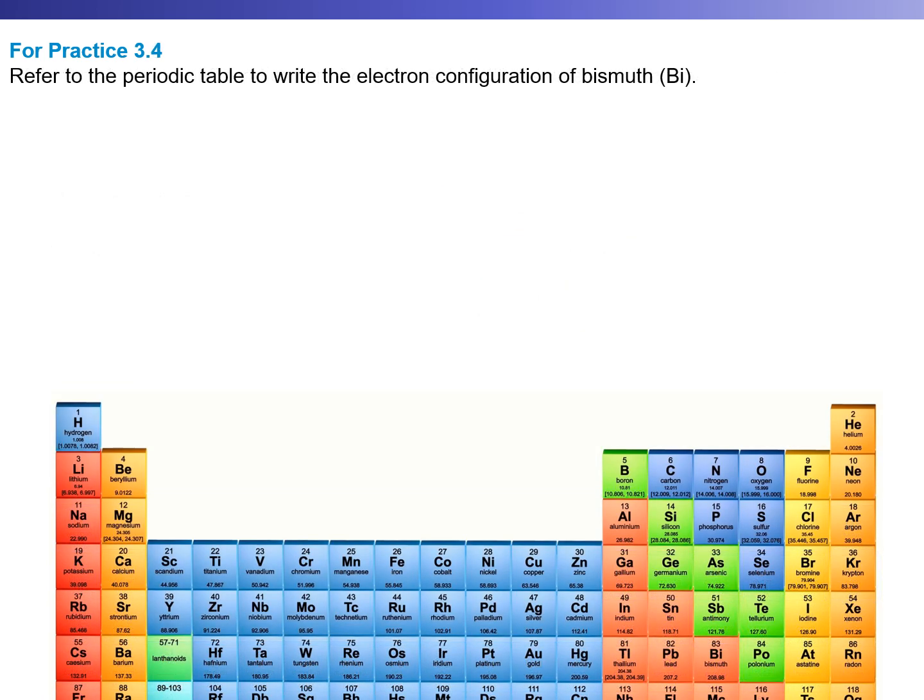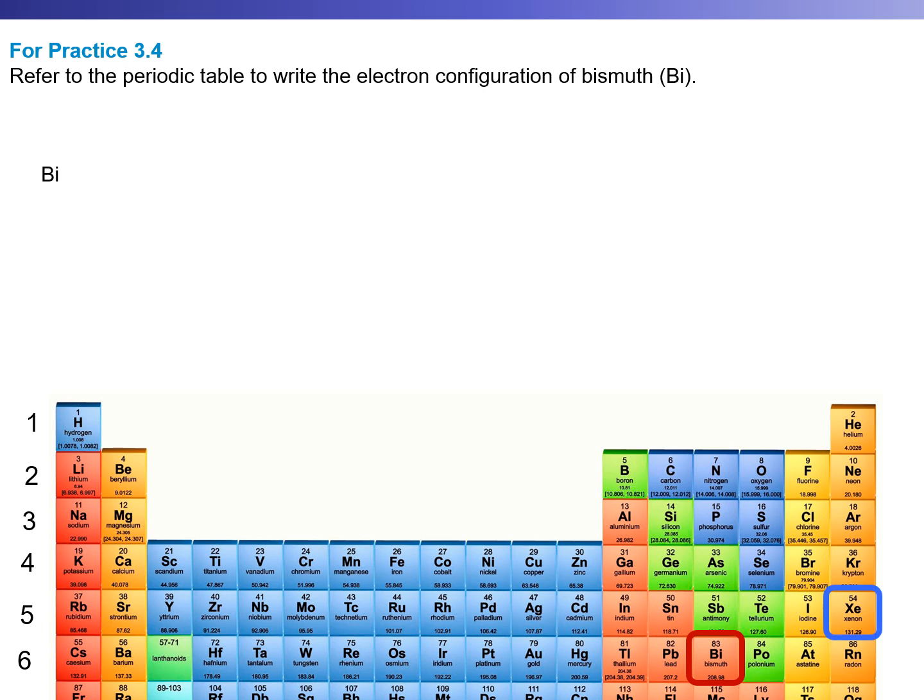All right, so here we are at problem 3.4, and they want us to use the periodic table to write the electron configuration of bismuth. So bismuth is located way down here in the lower right, and I believe we're in row 6. Yep, row 6. Let's go ahead and identify the nearest noble gas that precedes it, and that's going to be xenon right there.